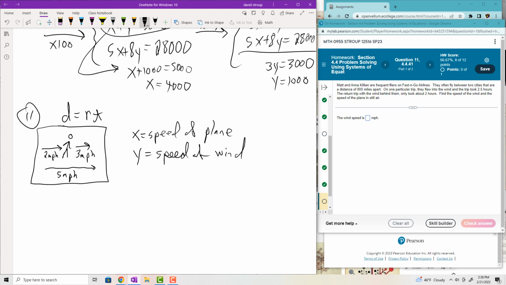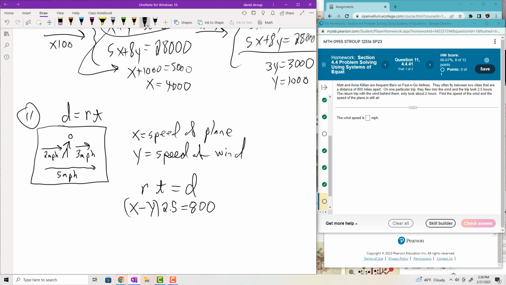So on the particular trip, they first flew into the wind. When you're flying into the wind, we're going to develop a rate and a time and set that equal to distance. So the rate into the wind is going to be the speed of the plane minus the speed of the wind. And then they said that took 2.5 hours, and the overall distance was 800 miles. Okay, so that's our first equation.